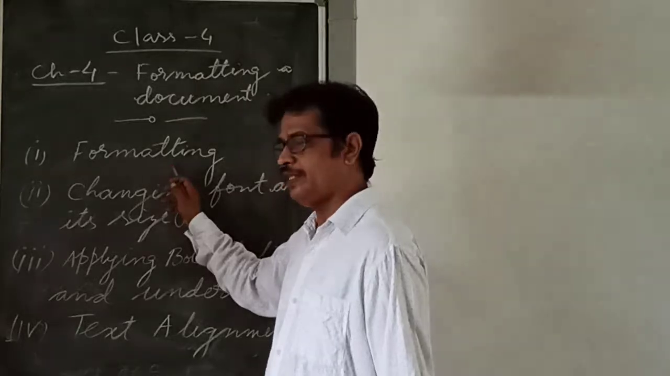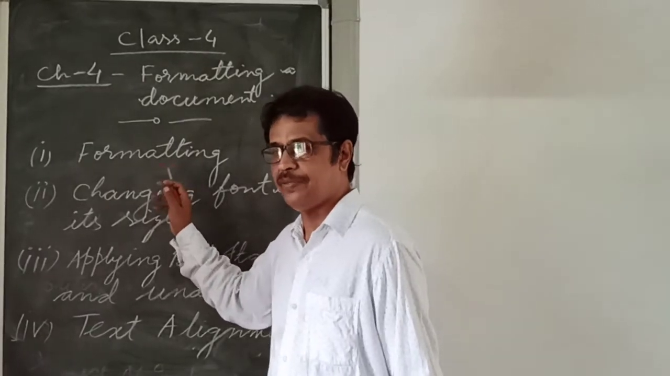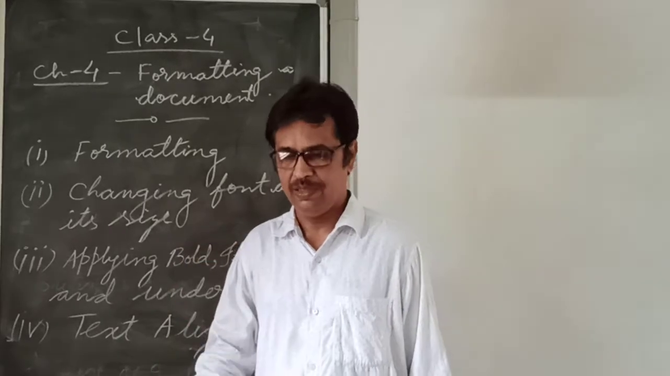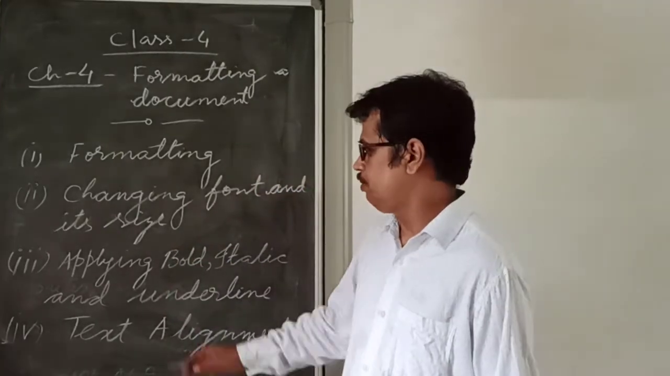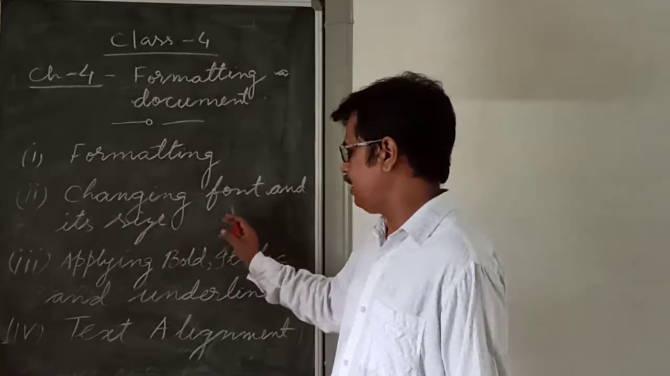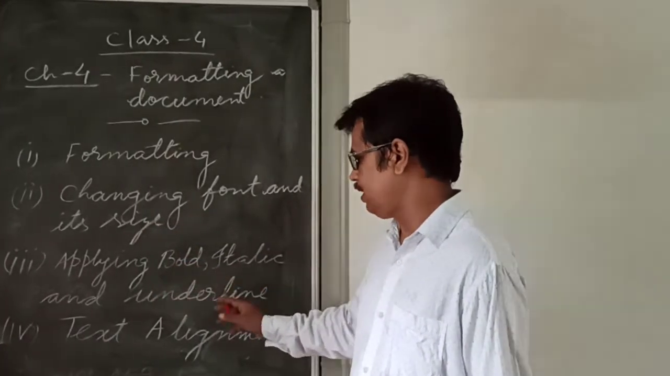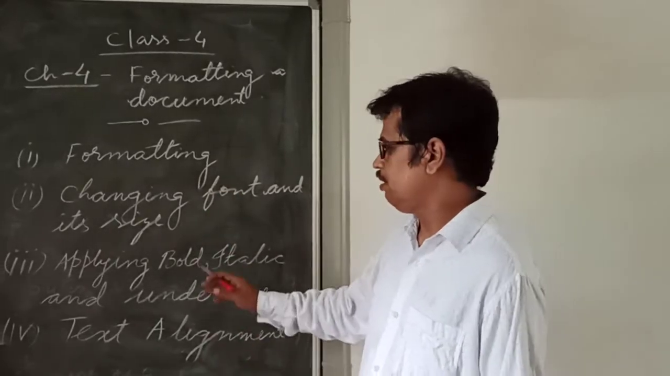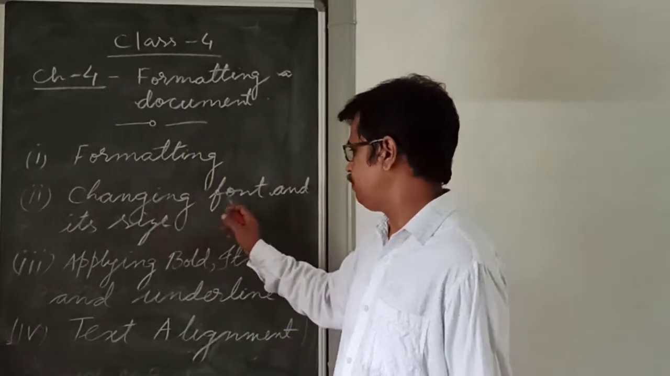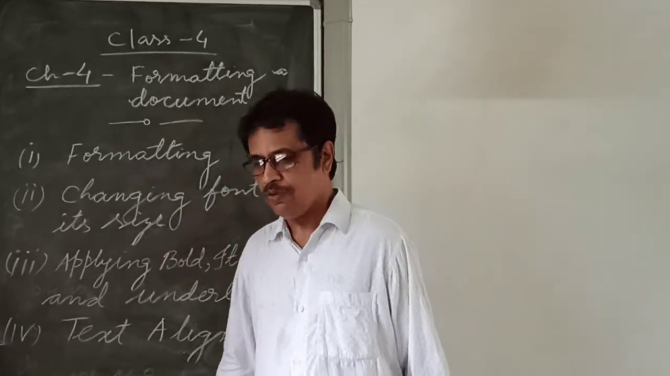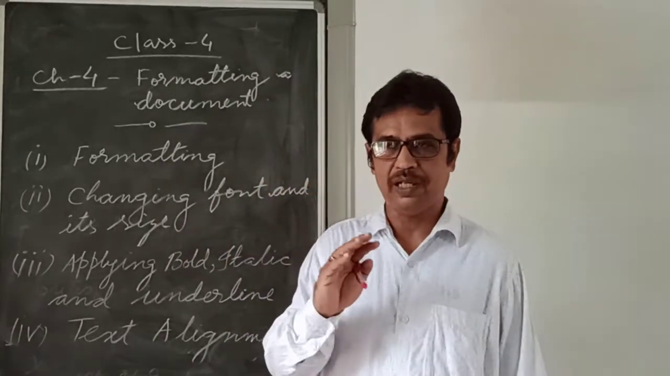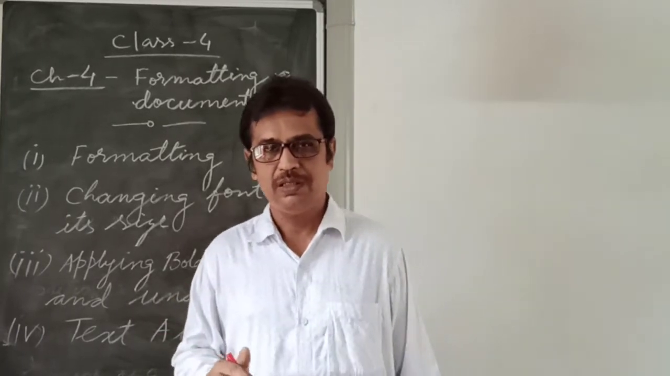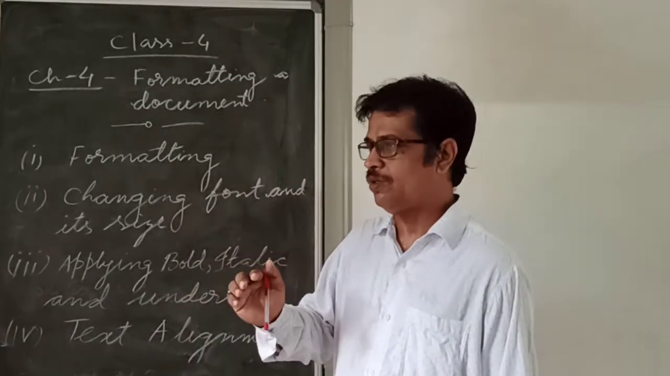So formatting, as I told, means changing the appearance of your document to make it attractive. To do this, you can use changing font and its size, applying bold, italic and underline effects, text alignments and many more. Today we are going to start with changing font and its size. What is font? Whatever you are typing through a keyboard, one character is one font. So whatever you are typing, all are font.